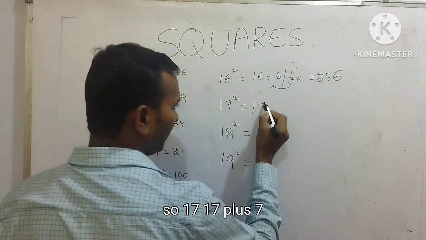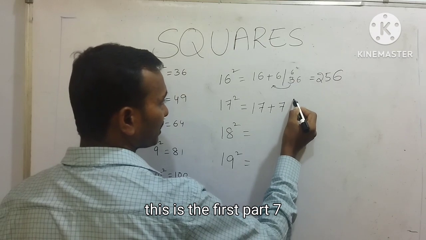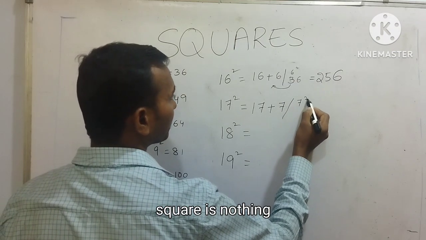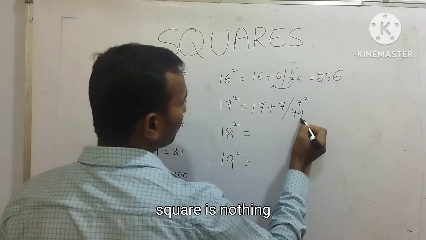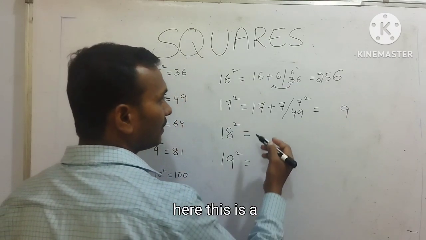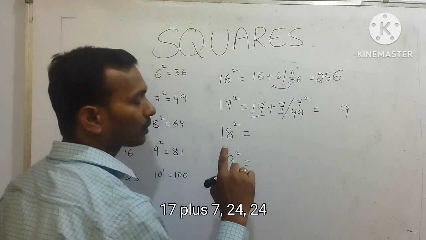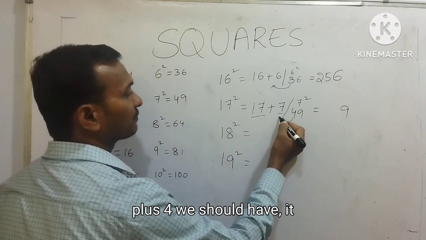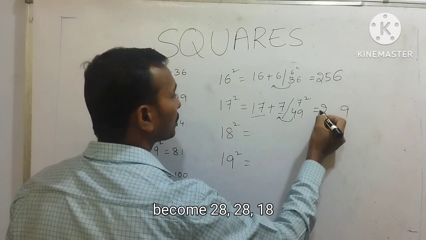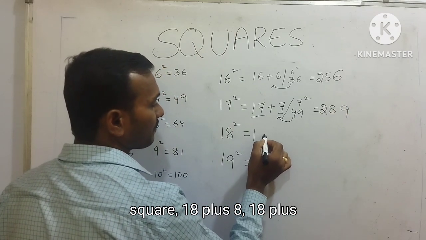So 17 plus 7. This is the first part. 7 square is nothing but 49. 49 means 9 here. This is 17 plus 7, 24. 24 plus 4 we should add. It becomes 28.